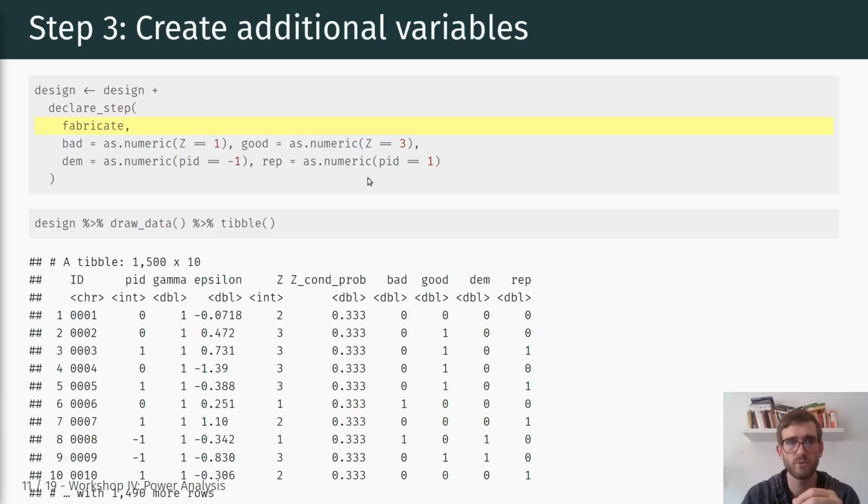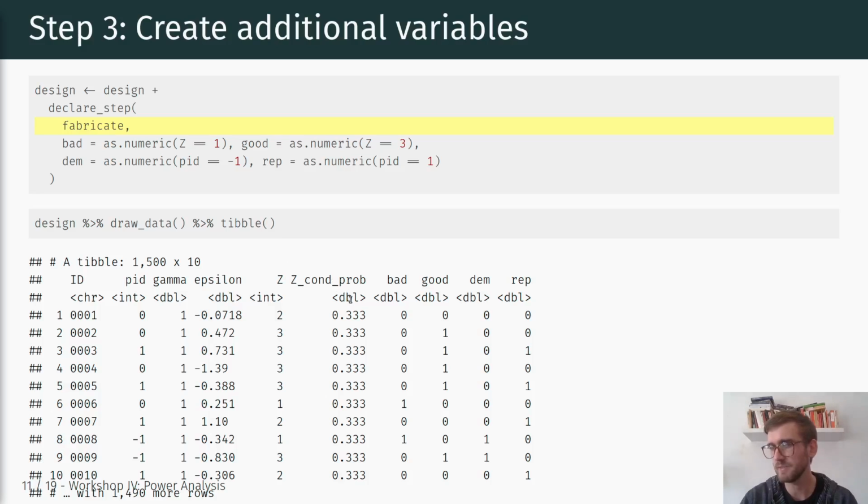Okay, so if we now look at the same data set, we again draw data and look at that tibble based on that design. Note here also, I should have mentioned this, we take our old design object that we specified previously and just add this declare step on top of that, right? We're adding these as layers, similar to ggplot where we add layers to a plot. You can think of this as a similar kind of setup to specify these designs.